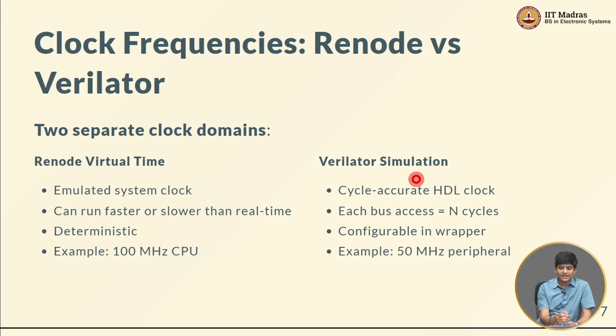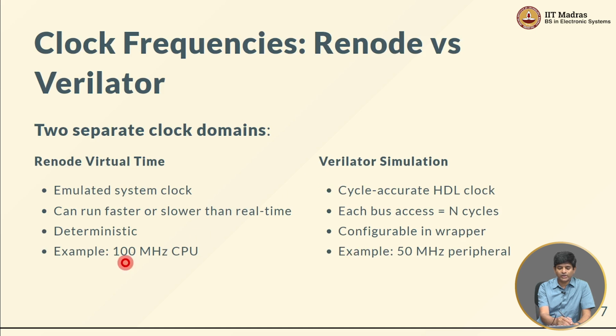What's the advantage of that? It allows Renode itself to run much faster than this. And the reason why that becomes important will become clear once we actually look at the co-simulation. If I try running my Verilator code at 100 megahertz, effectively what it's saying is that if I am trying to emulate a 100 megahertz CPU over here, for every tick of the clock, every instruction, I need to go through and evaluate my entire Verilog code, right? And that becomes terribly slow, right?